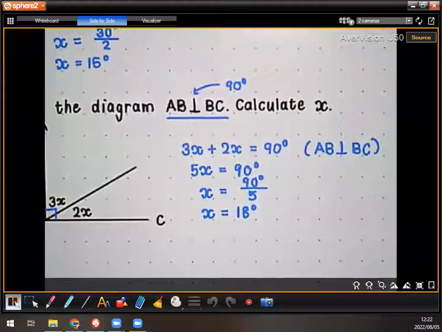90 divided by 8, sorry, divided by 5, sure. Why did I think 8 now? 18, yes. Okay.